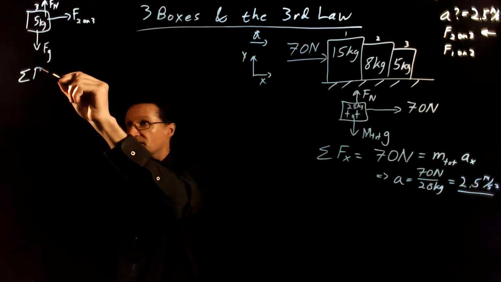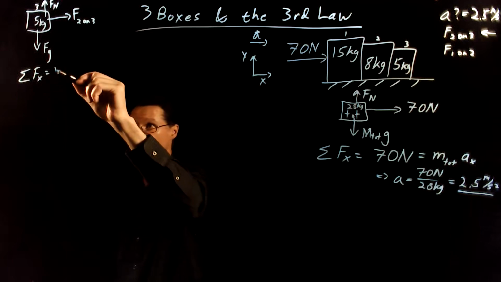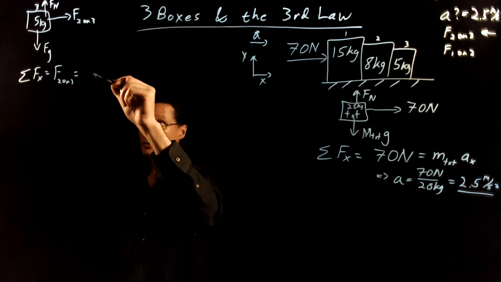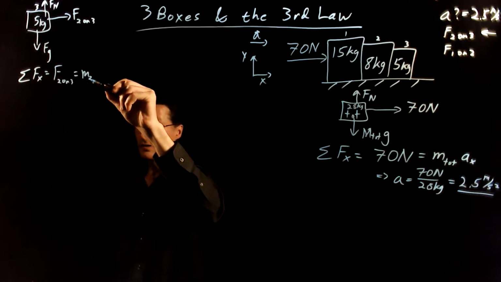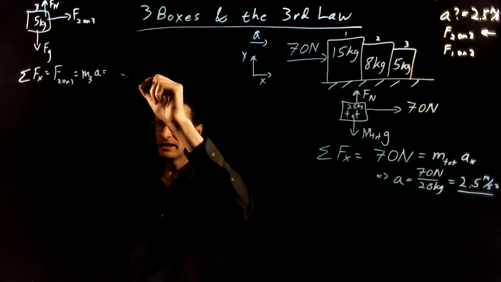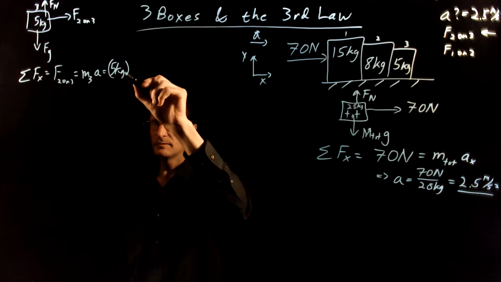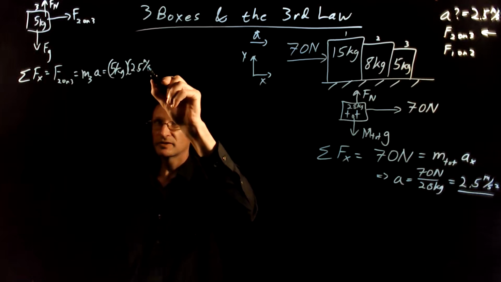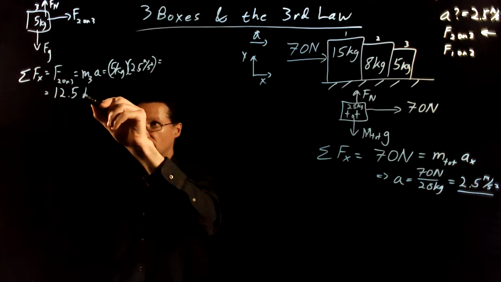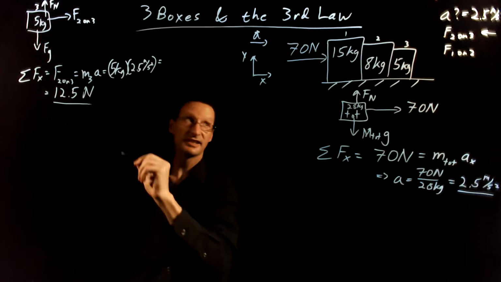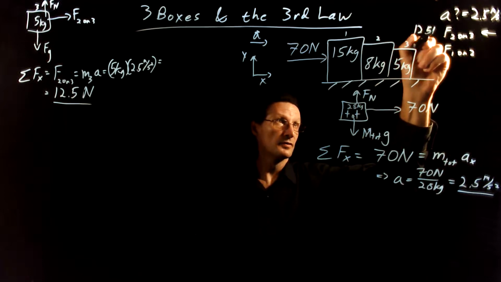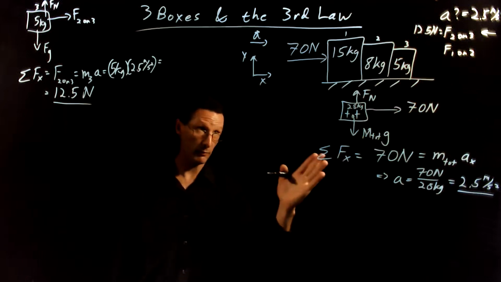So let me sum the forces in the X direction here. For this one, the force of 2 on 3 is the only force, and that's equal to the 5 kilogram mass 3 times the acceleration, which I know is 2.5. So this gives me 5 kilograms times 2.5 meters per second squared. And when I compute that, I get 12.5 newtons. Okay, so this tells me that this is 12.5 newtons. Now I know that one.